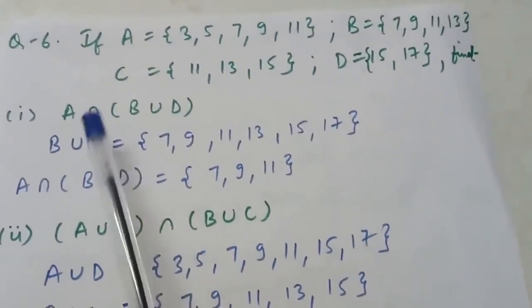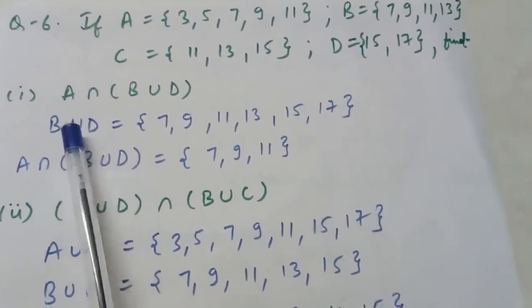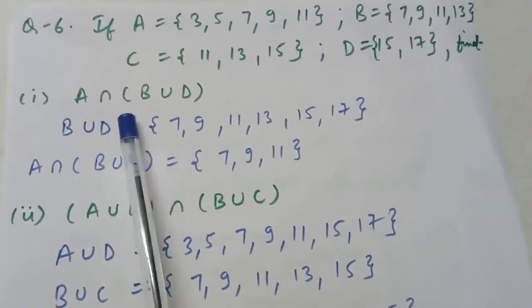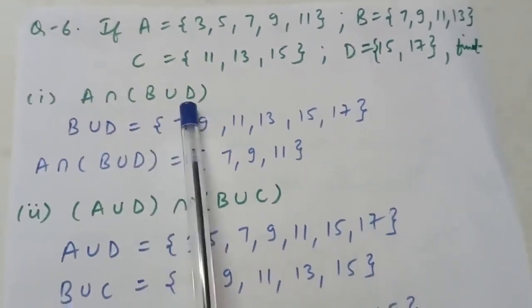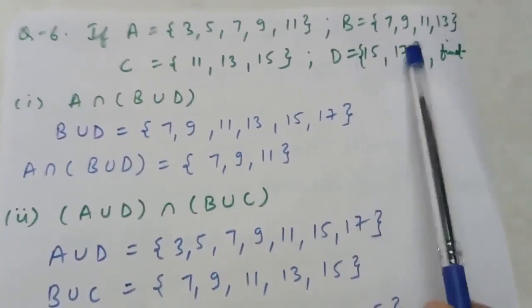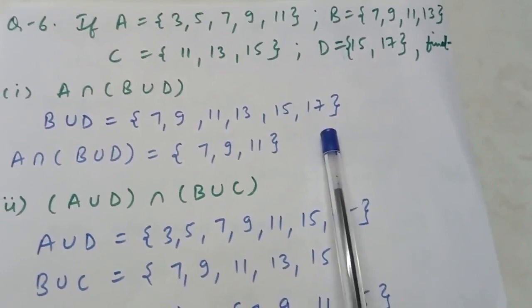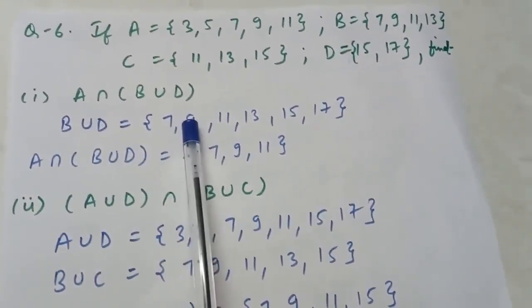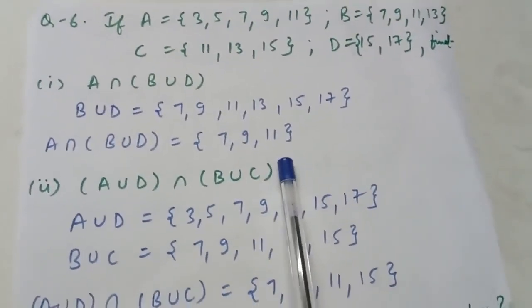Now next is question number 6. If A is this set, B, C, D, find A intersection B union D. These four sets are given to us and we have to find A intersection B union D. So for finding this, first of all, we'll find B union D. So B union D will be 7, 9, 11, 13, 15 and 17, all the elements of B and D. Its intersection with A will be the common elements of this set and the set A. So the common elements are 7, 9, 11.